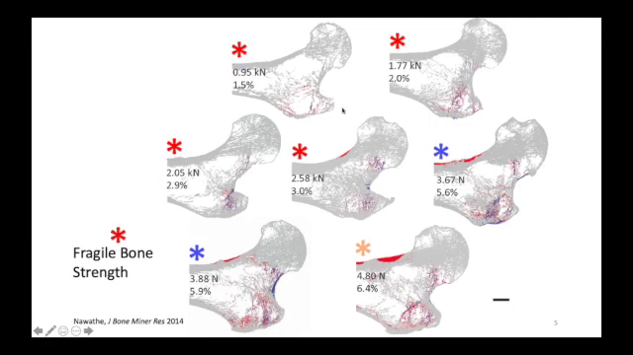I'll show you some data later, but it turns out that once you fall below 3,000 newtons, the risk of fracture is quite high. Once you go above about 4,000 newtons, the risk of fracture is very low, and there's a transition between 3,000 and 4,000 newtons. So the blue stars are bones that have a strength between 3,000 and 4,000 newtons. This bottom star has a strength above 4,000 newtons, and the 4 red stars are bones that would clinically be at high risk of fracture.